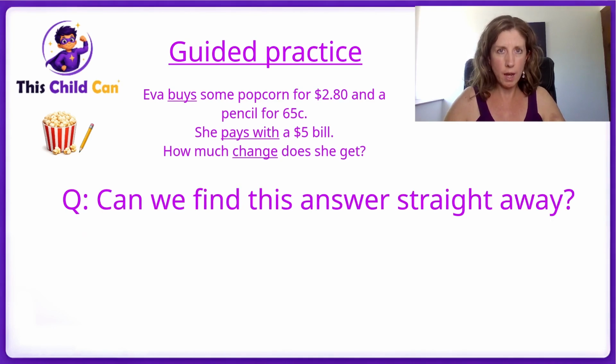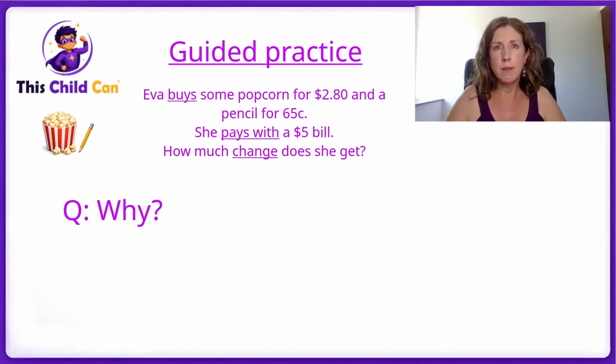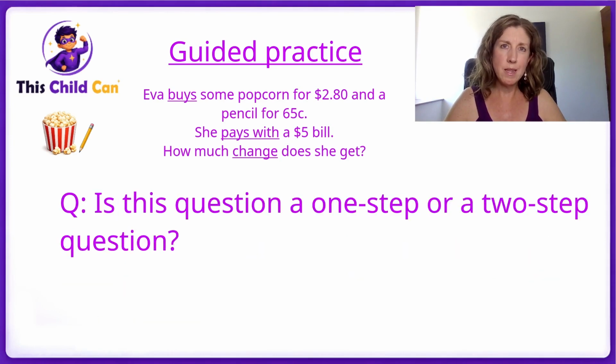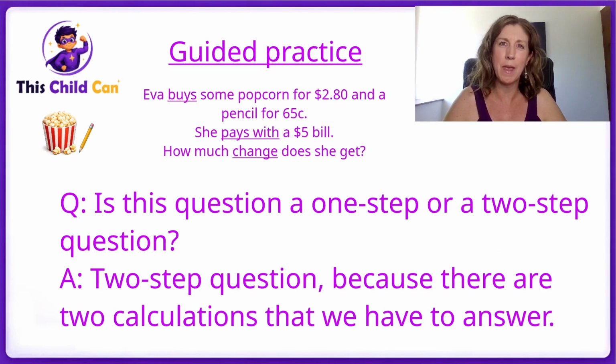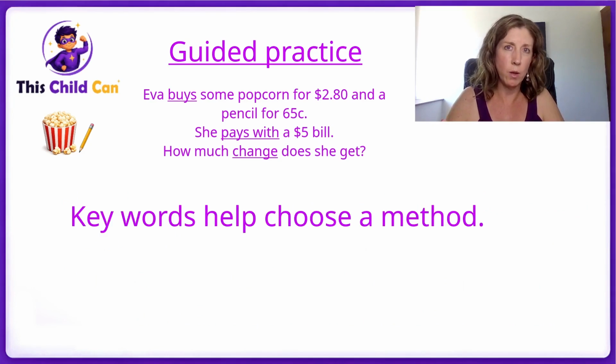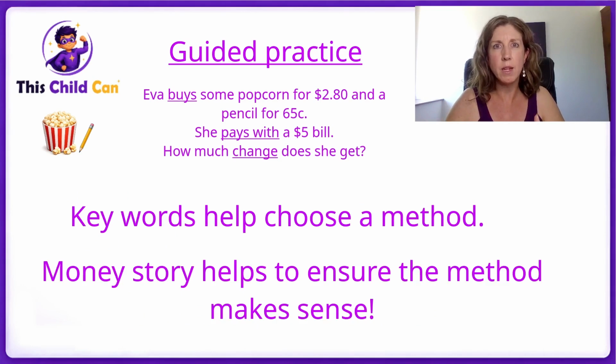Then you can ask, can we find this answer straight away? And again, you're looking for the answer of no. Then your child should be saying to you, because we need to find out the total cost of Eva's items first before we can find the change. Then you can ask, is this question a one-step or a two-step question? And you're looking for the answer of, it's a two-step question because there are two calculations that we have to do. Don't forget that the key words help us to work out what kind of calculation we need to do, but the money story makes sure that the calculations we've done actually make sense.